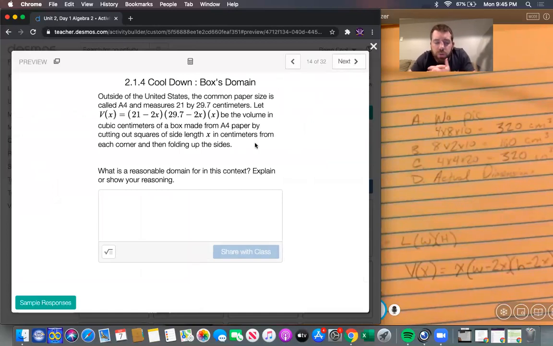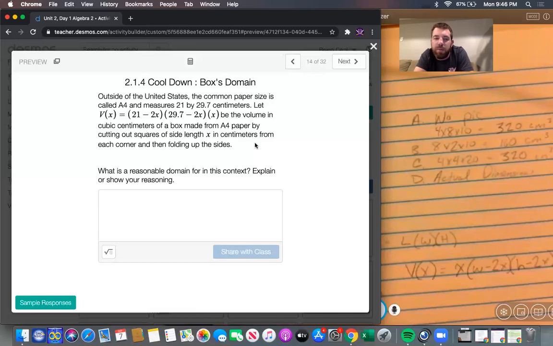Okay, so to cool down with this part, we see that if we're using paper from overseas, this A4, it's 21 by 29.7 centimeters. And so you can see the equation they use. Again, the minus 2x is just showing that those are the 2 squares that you cut out. And it's asking what would be a reasonable domain. So what would be a reasonable x value that we could have?